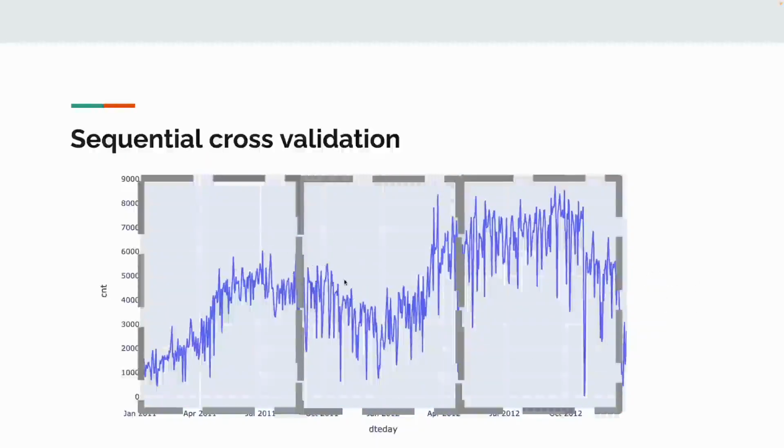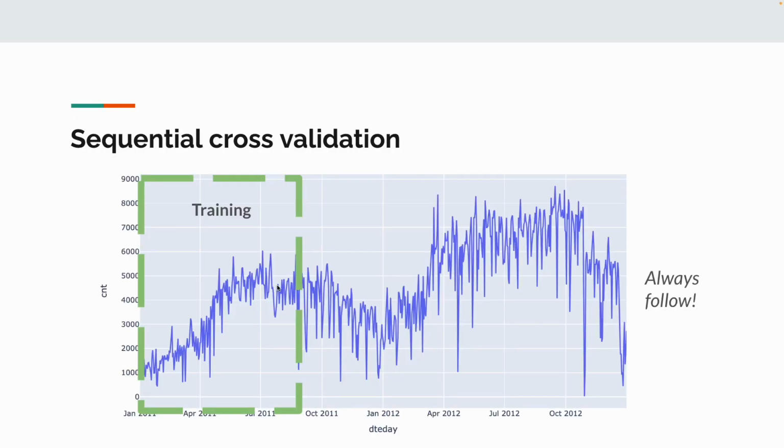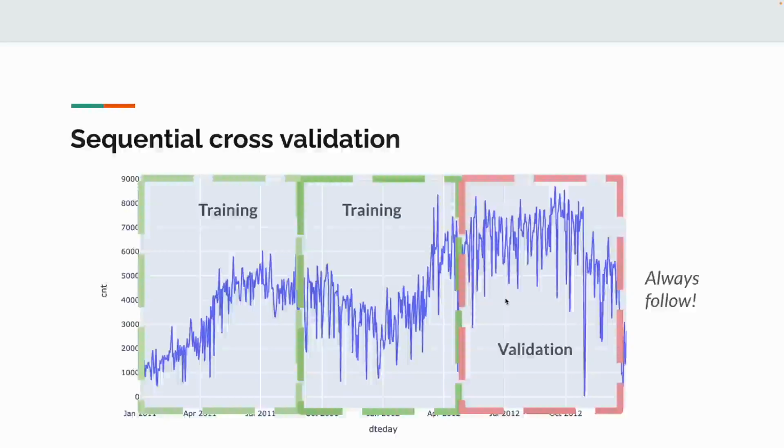So this is my fold setup. I will use the first fold as my training data and the second fold as validation. I can also use the second fold as my training data and the third fold as my validation. I can also use the first and second folds as my training data and then the third fold as my validation data. Thank you.